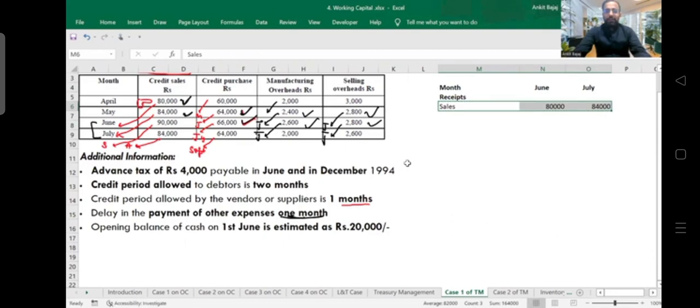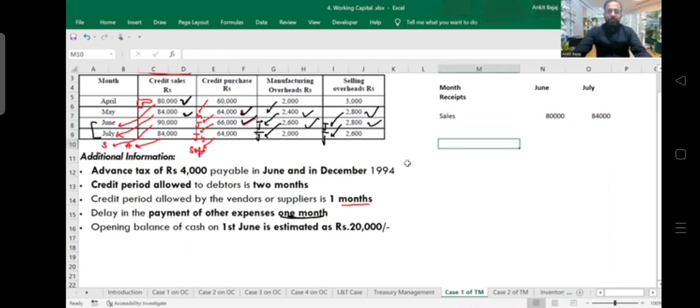You have to leave one line after receipts. Just leave one line after receipts. After that we have to record payments here. So I will start with the first, advance tax of 4,000 payable in June and December. We are preparing the budget for the months of June and July. So you will be making the advance tax payment in the month of June and December. The advance payment which you will be making in the month of June is rupees 4,000. So here we will be taking 4,000 rupees.